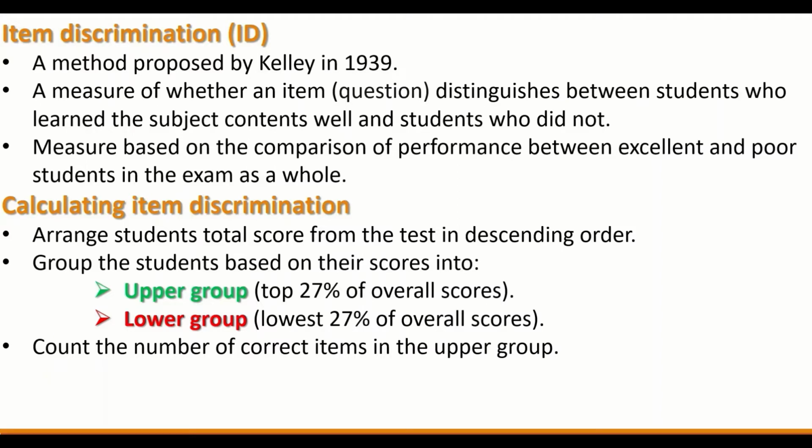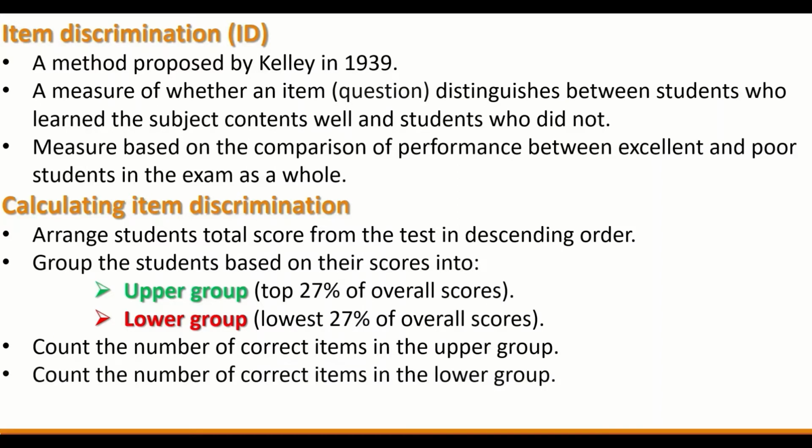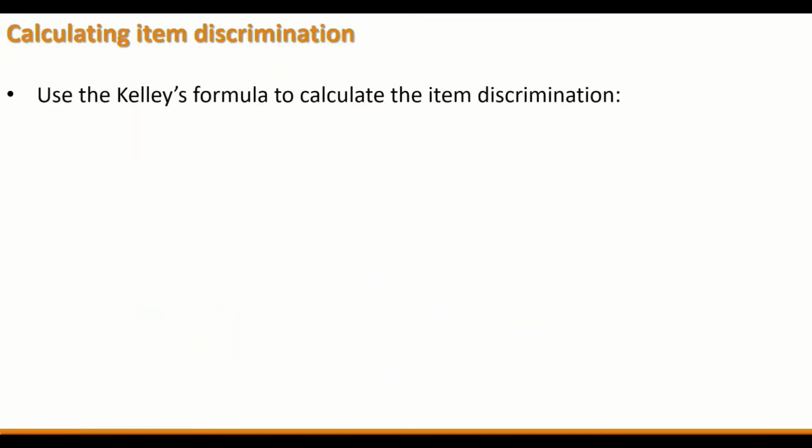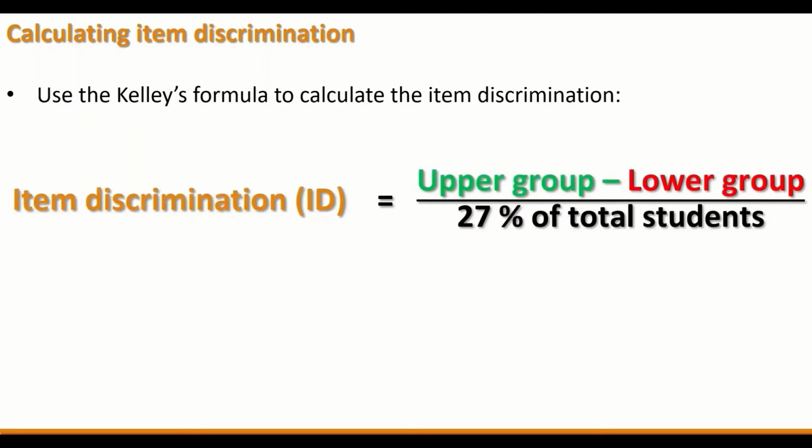Count the number of the correct items in the upper group, and then count the number of the correct items in the lower group. Then subtract the correct questions in the bottom group from the correct questions in the top group. Then use Kelly's formula to calculate the item discrimination as given here.